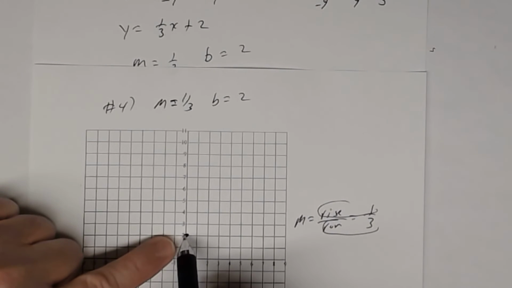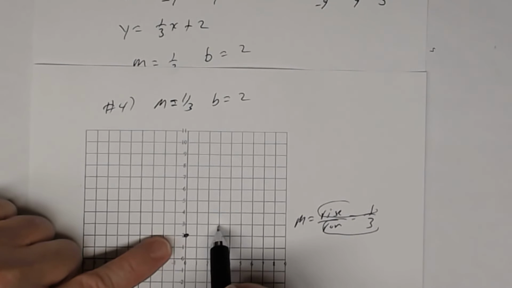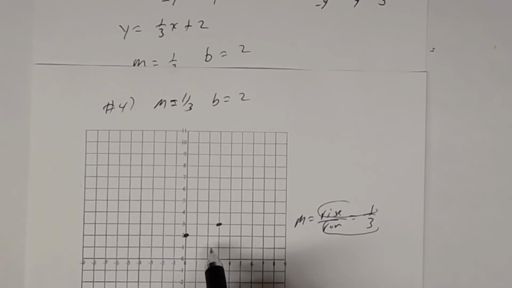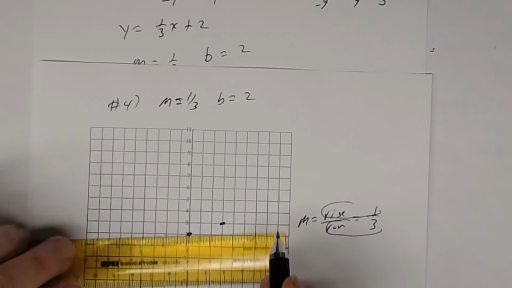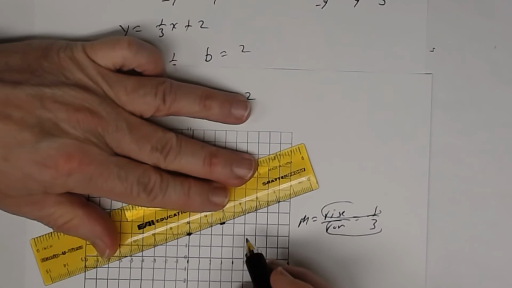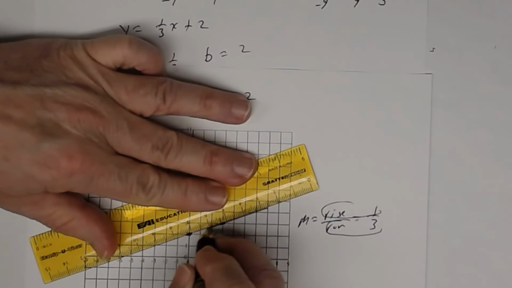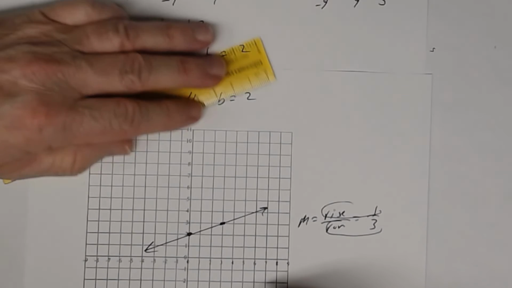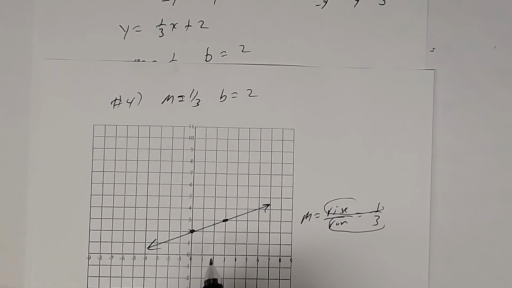So since my rise is a positive 1, I go up 1, and my run's a positive 3, I go to the right 3. 1, 2, 3. Okay, and there's your other point, and then you just go ahead and draw the line through those 2 points. It's a very simple process, not difficult at all. And let's go ahead and label those.